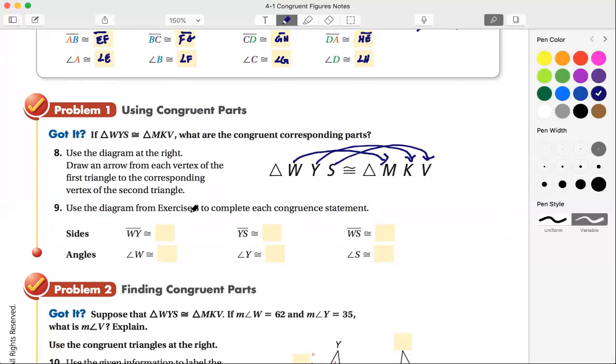Number 9, use the diagram from exercise 8 to complete each congruent statement. So sides, line segment WY must be congruent to line segment MK. Line segment YS must be congruent to line segment KV. Line segment WS must be congruent to line segment MV. Angle W must be congruent to angle M. Angle Y must be congruent to angle K. And angle S must be congruent to angle V. Okay.